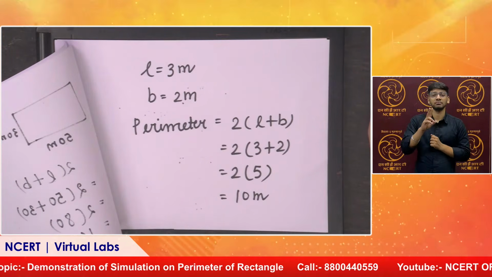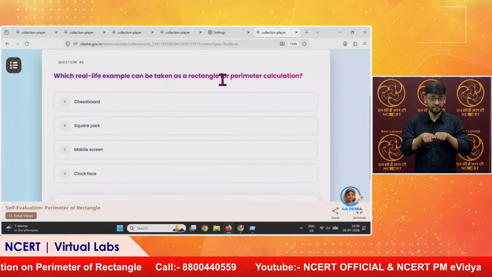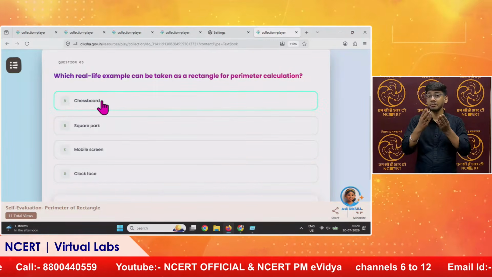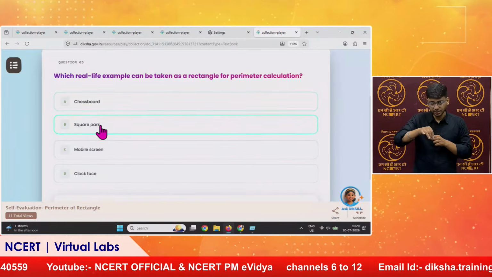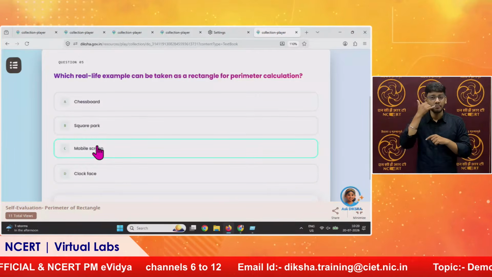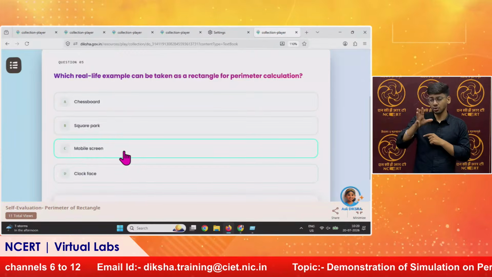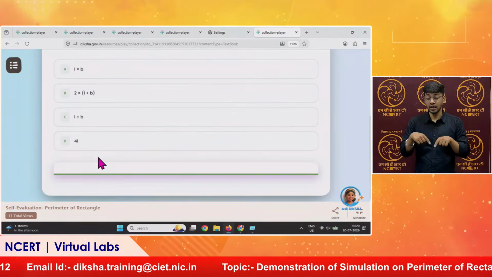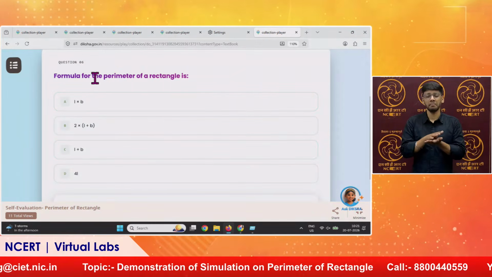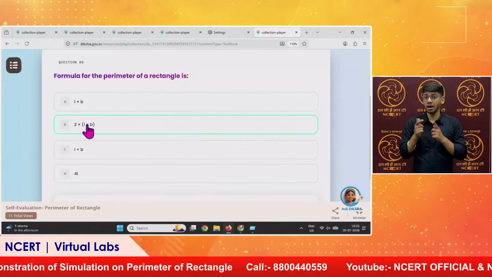Again we are moving to the next. What is the real life example that can be taken as a rectangle for perimeter calculation? So a chessboard is an example of a square, a park is again an example of a square, and the mobile screen is the perfect example of a rectangle, and the clock face is not a rectangular shape. So the mobile screen is the example. Again the next question is a very basic question. Formula for the perimeter of a rectangle. As we know, the formula for the perimeter of a rectangle is 2 into L plus B.